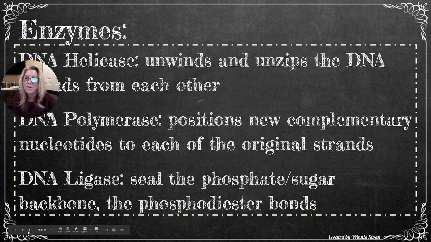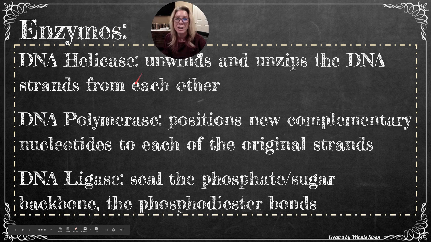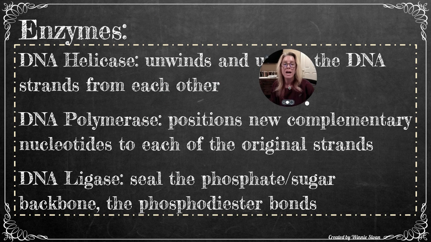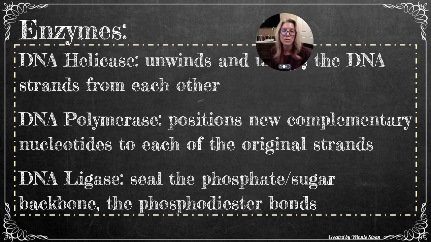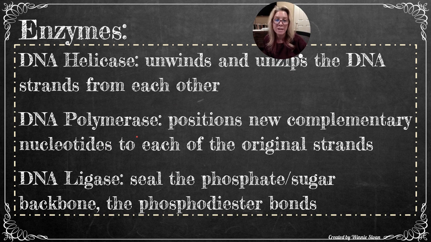All right, so let's go over our enzymes. I got them all spelled out here for you, and that goes in your notes as well. DNA helicase unwinds and unzips the DNA strands from one another. DNA polymerase positions the new complementary nucleotides to each other on the original strand. And then DNA ligase seals the phosphate sugar backbone, making those phosphodiester bonds. And the results are 2 double helix strands that are identical to each other and the original parent strand.